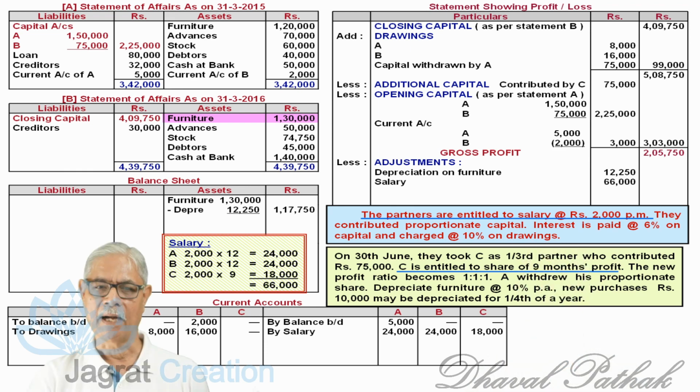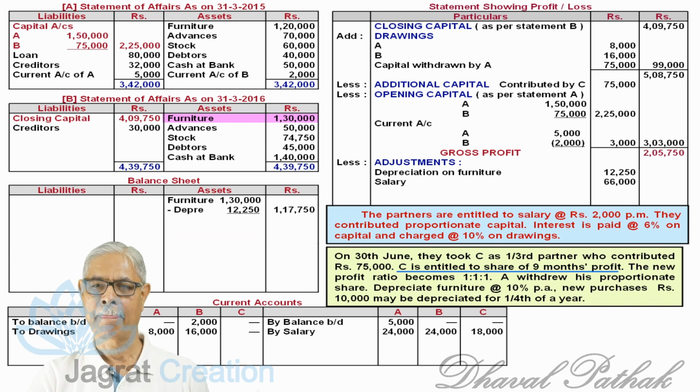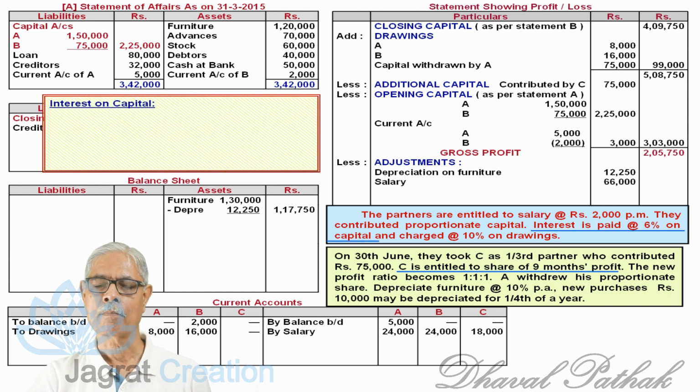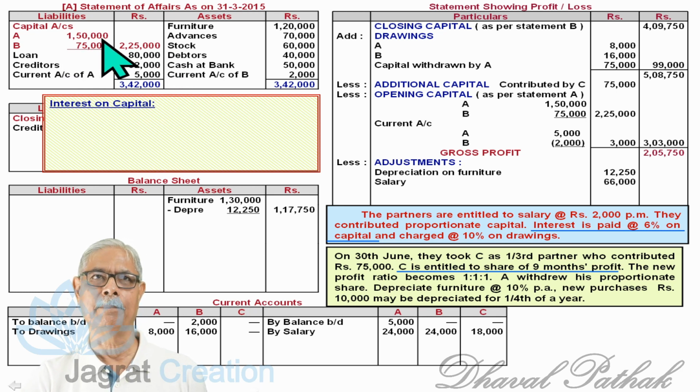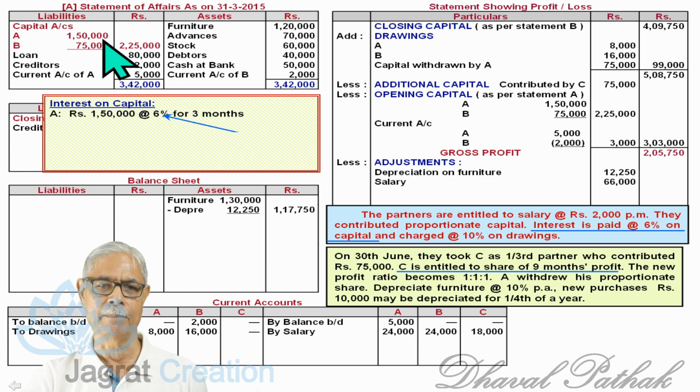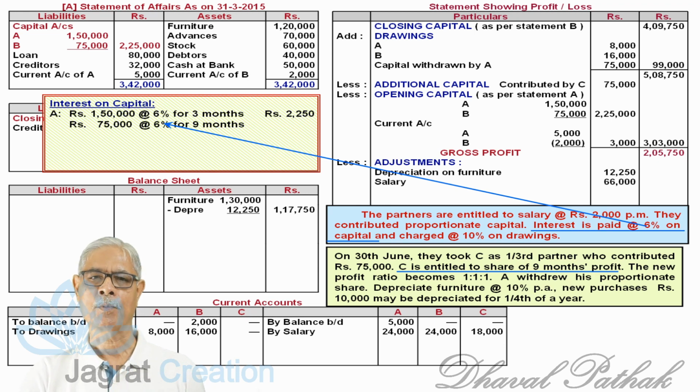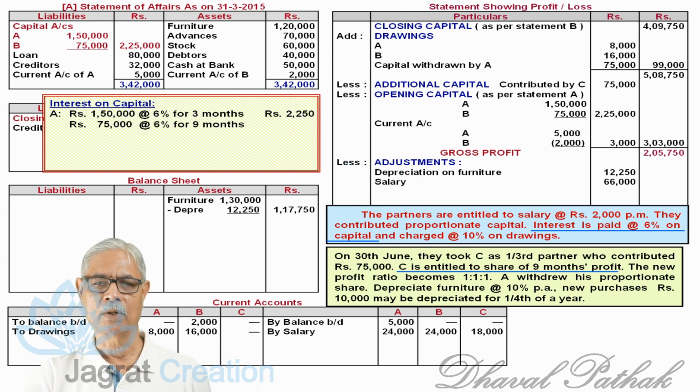Now, after this, I am required to work out the interest on capital. 2,25,000 is the total capital, 1,50,000 beginning capital of A that remained in the business for 3 months. So on 1,50,000, 3 months interest, and the remaining 75,000 remains for 9 months. So 9 months interest will be 375.